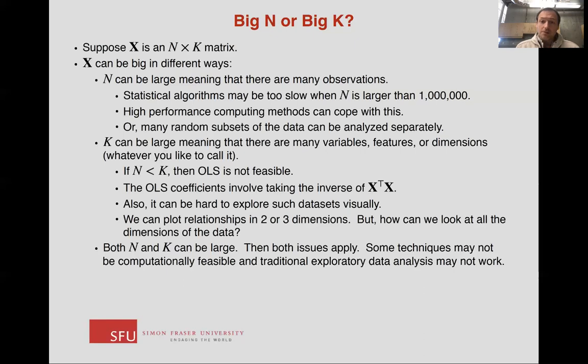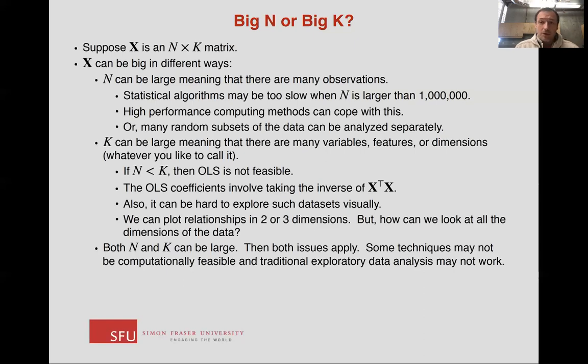Okay, so then aside from n being large, k can be large. So when k is large, this means that there are many variables, features, or dimensions, just depending on what we want to call them. So when k gets large, this is somewhat of a different problem. So some statistical algorithms and estimation routines no longer work.